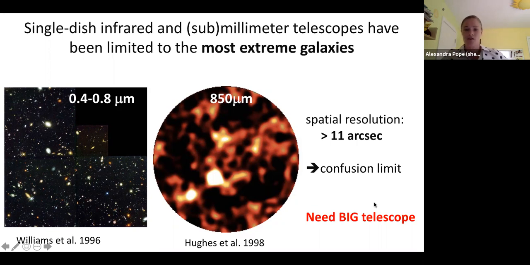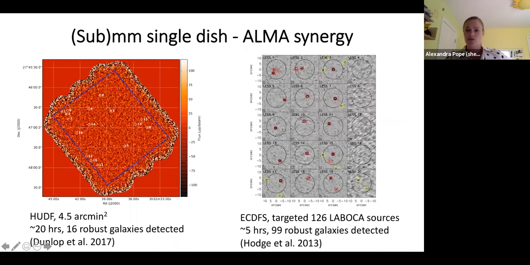So we need a big telescope, or you might say, well, you can also do this with ALMA. And so we know the past 10 years have been a revolution with ALMA. ALMA has this spatial resolution and it has the sensitivity. And so it's a really great tool to be able to go in and study the dust obscured star formation from individual galaxies. The problem is ALMA has a small field of view.